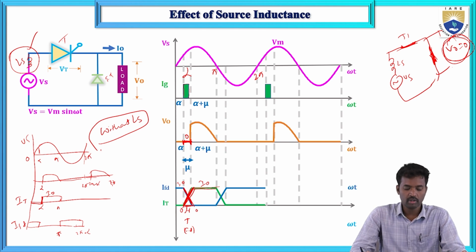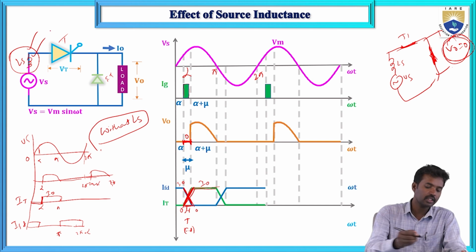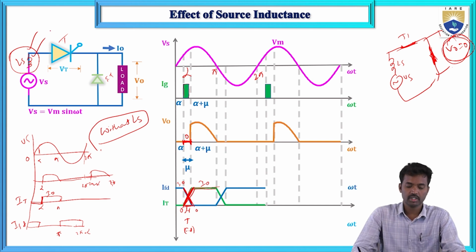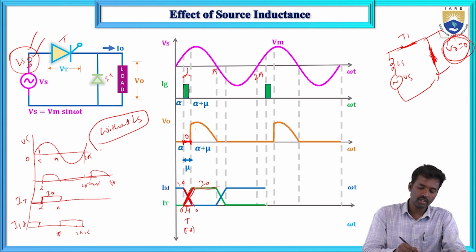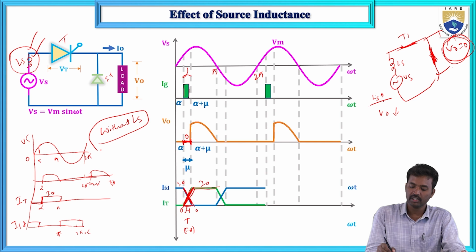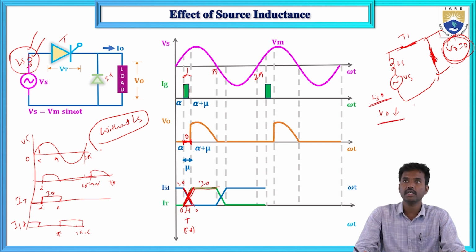So this is the scenario. Because of this source inductance, what are the main effects here? The output voltage, previously it started from here only. Now the output voltage V naught is reducing because of source inductance. Because the source inductance increases, the output voltage is reducing.